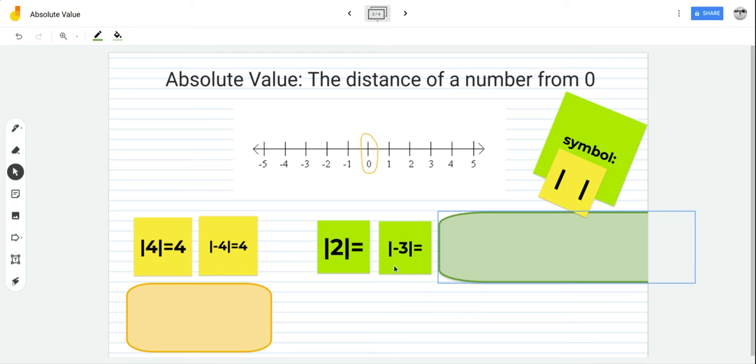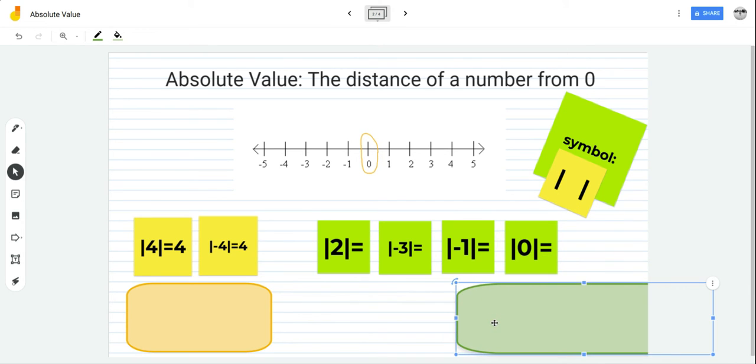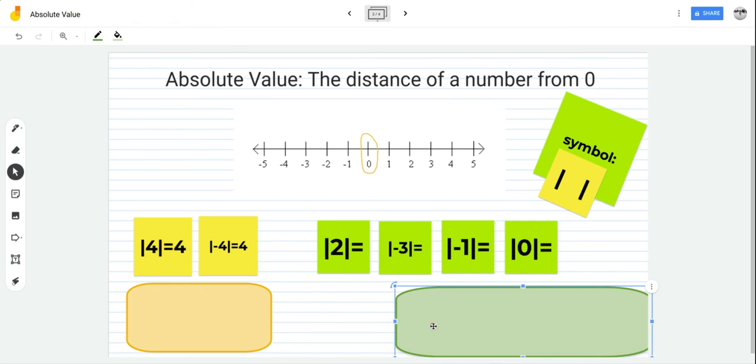So the absolute value of -3, I should say, is 3 because it is 3 spaces away from 0. The absolute value of -1 is just 1. 1 space away from 0, the absolute value of -1 is 1. And if you have the absolute value of 0, well, that would simply be 0.